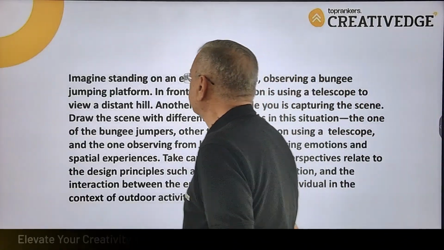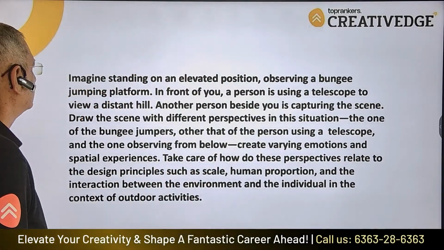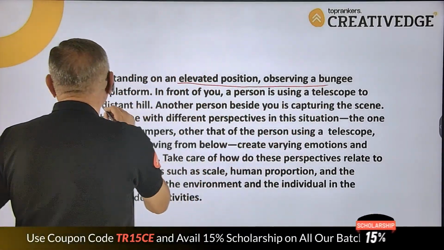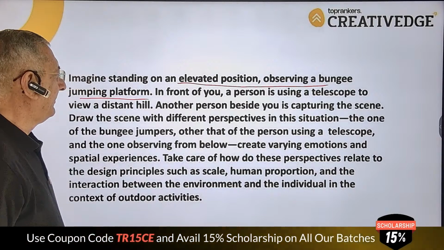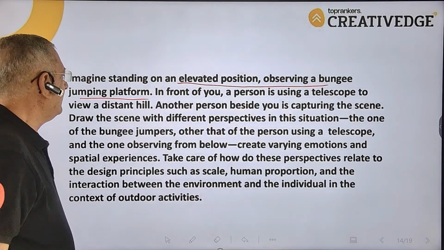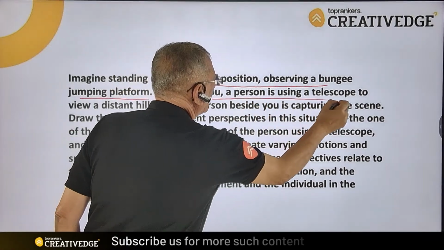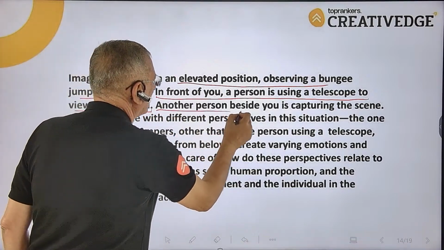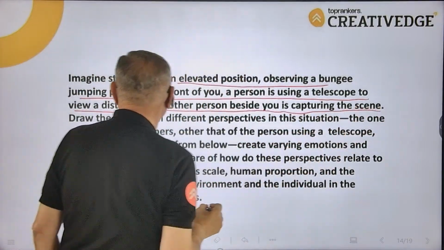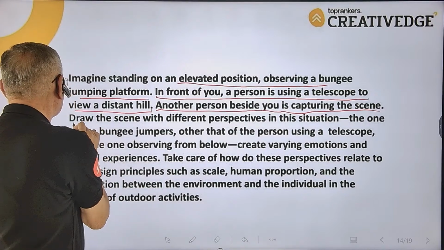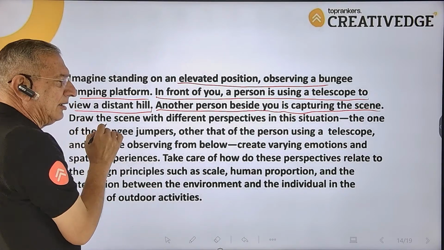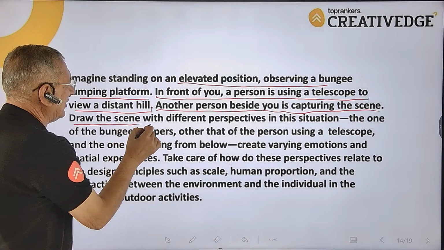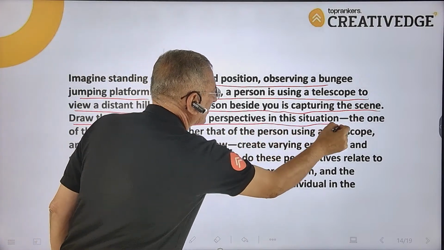Next question. Imagine standing on an elevated position, observing a bungee jumping platform. In front of you, a person is using a telescope to view a distant hill. Another person beside you is capturing the scene with a mobile phone. Draw the scene with different perspectives in this situation.